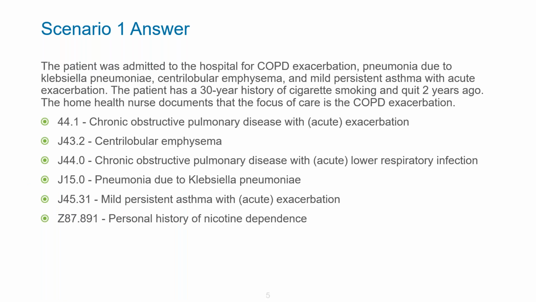And then this patient has a specific type of COPD, so our centrilobular emphysema. We're going to code that secondary. And then we've also got the pneumonia, so we're going to code our chronic obstructive pulmonary disease with acute lower respiratory infection. Then we're going to code our type of pneumonia, which, remember, are combination codes. So you don't have to do the pneumonia unspecified plus the bacterial causative agent. Remember, they're combinations. And then our mild persistent asthma with acute exacerbation, and then the personal history of nicotine dependence. Can advance.